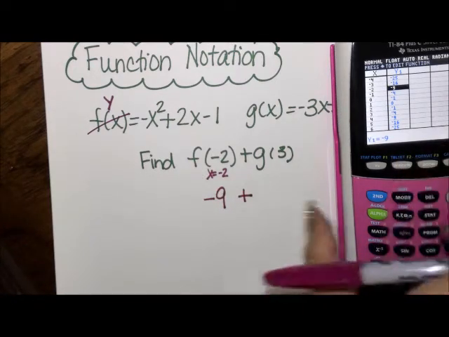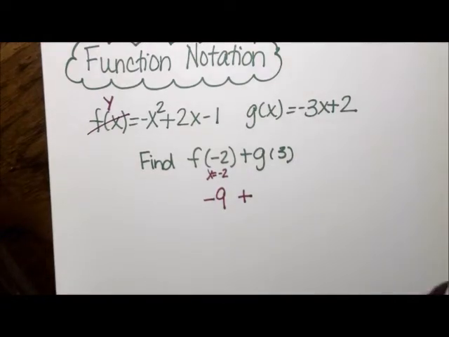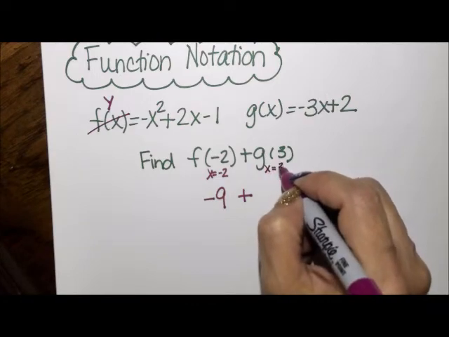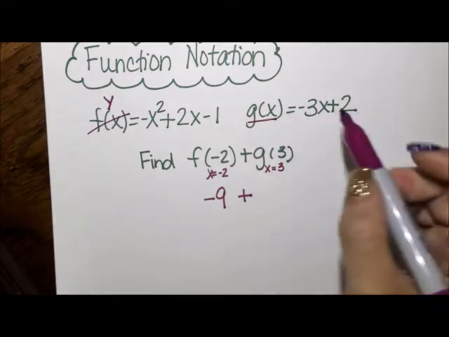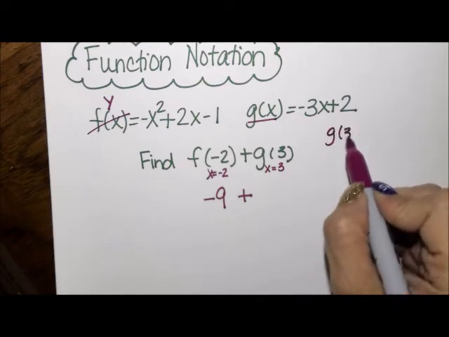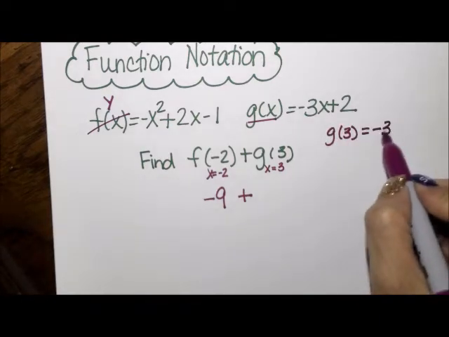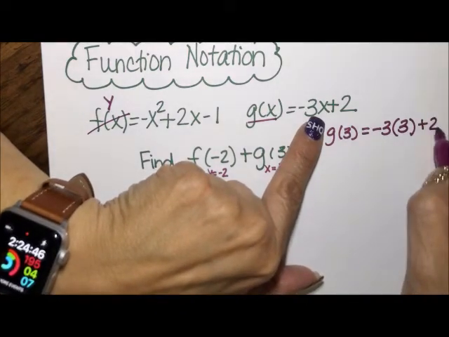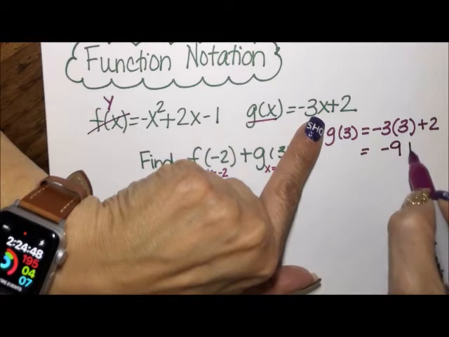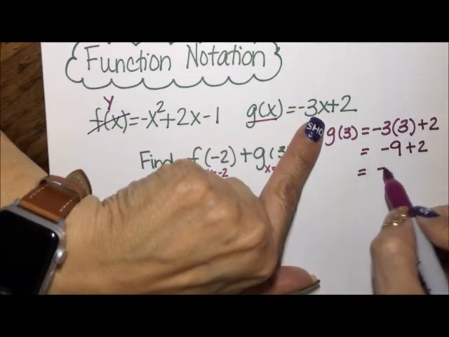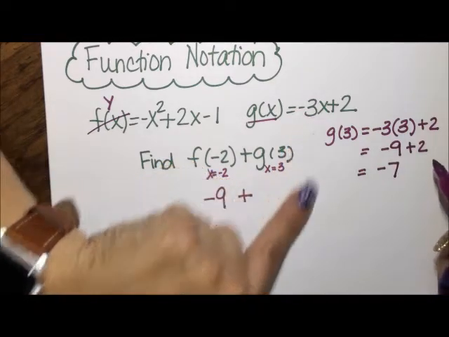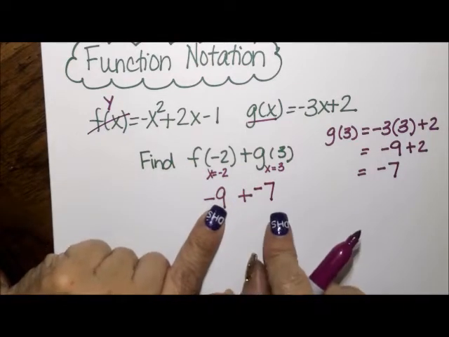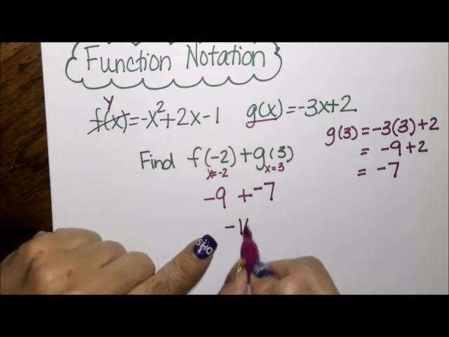Now, I'm going to do this one. What if I told you you couldn't use a calculator? Because there might be one on your test like that. This is x equals 3, right? And I'm using g of x. So I'm going to say g of 3 equals negative 3 times 3. I'm going to insert this 3 in for the x, plus 2, negative 9 plus 2, which would be negative 7. So g of 3 is negative 7. Negative 9 plus negative 7 is negative 16.